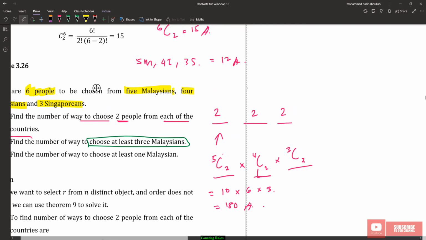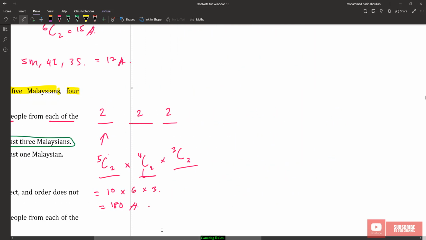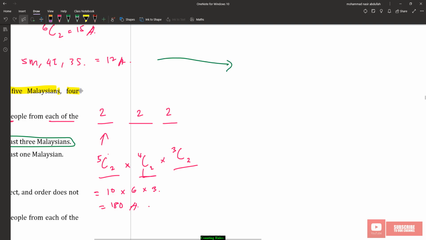Kita nak choose 6 people out of 12. Kita nak ambil 6 orang daripada 12. Betul? Soalan dia kata, we want to choose 6 people out of 5 Malaysian, 4 Indonesian, and 3 Singaporean. Right? So, how to choose at least 3 Malaysian?